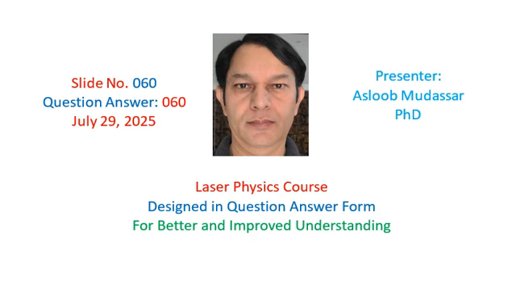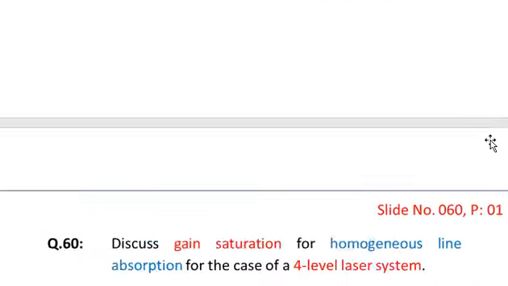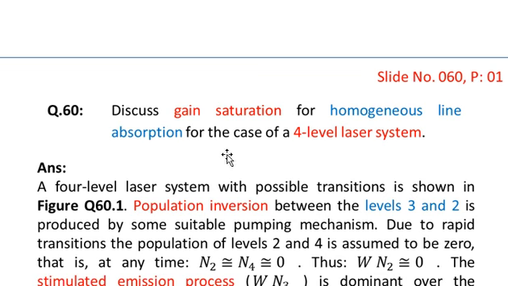This is your presenter Asloob Mudassar, and I am presenting slide number 60 of the course on laser physics. Question: discuss gain saturation for homogeneous line absorption for the case of a 4-level laser system.